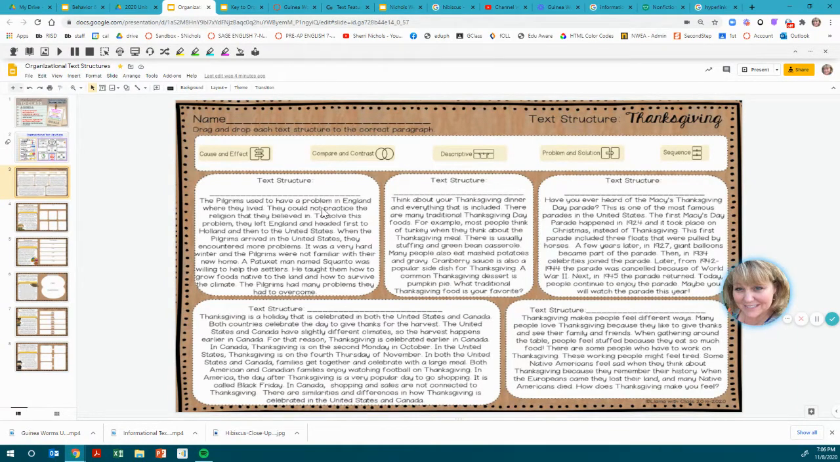The Pilgrim used to have a problem in England where they lived. They could not practice the religion that they believed in. To solve this problem, they left England and headed first to Holland and then to the United States. When the Pilgrims arrived in the United States, they encountered more problems. It was a very hard winter, and the Pilgrims were not familiar with their new home. A Patuxet man named Squanto was willing to help the settlers. He taught them how to grow foods native to the land and how to survive the climate. The Pilgrims had many problems they had to overcome.